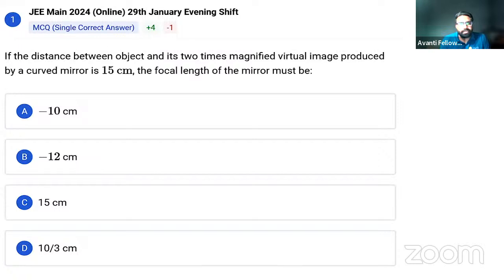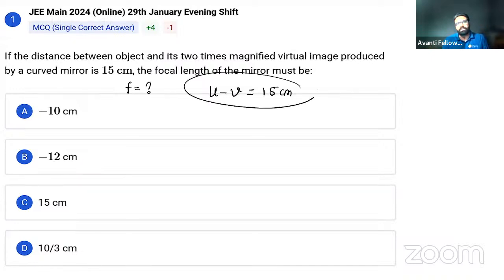So JEE 2024 क्वेश्चन, अच्छा इसमें मैग्निफाइड वर्चुअल इमेज प्रोड्यूस्ड है, ठीक है। If the distance between the object and its two times magnified virtual image produced by a curved mirror is 15 centimeter, the focal length of the mirror must be what? F is the question mark here. What is given? It is given the distance between the object and its two times magnified virtual image produced by the curved mirror is 15 centimeter. So ये जो आपको given है ना, ये u minus v given है, which is 15 centimeter, ठीक है। So grab this question for your next session. Next session में magnification discuss करेंगे, उसके बाद this question will be discussed, ठीक है। Clear है?